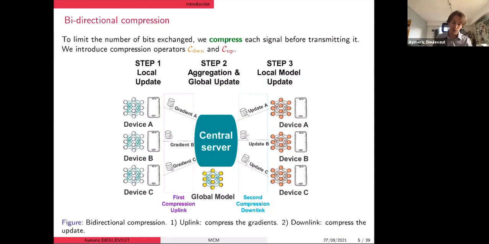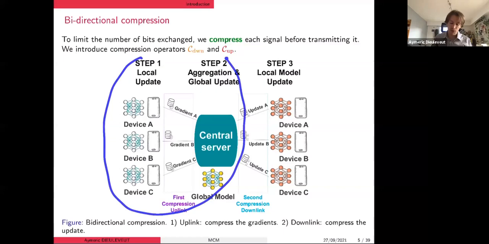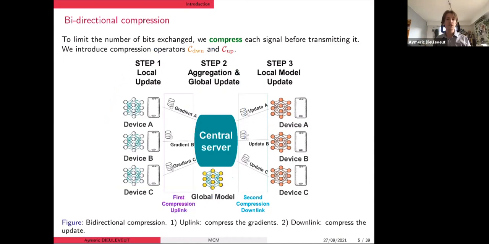So in consequence we have two different compression operators, and we're not going to assume that these two compression operators are the same or that they have the same variance. One is going to be used in the uplink direction and one in the downlink direction. I'm always going to use uplink and downlink: uplink meaning that it goes from the devices to the cloud, to the server, and downlink from the server, the cloud, to the devices. Obviously, there has been a lot of work on the uplink direction. And one first question is, why would it even be important to consider bidirectional compression?